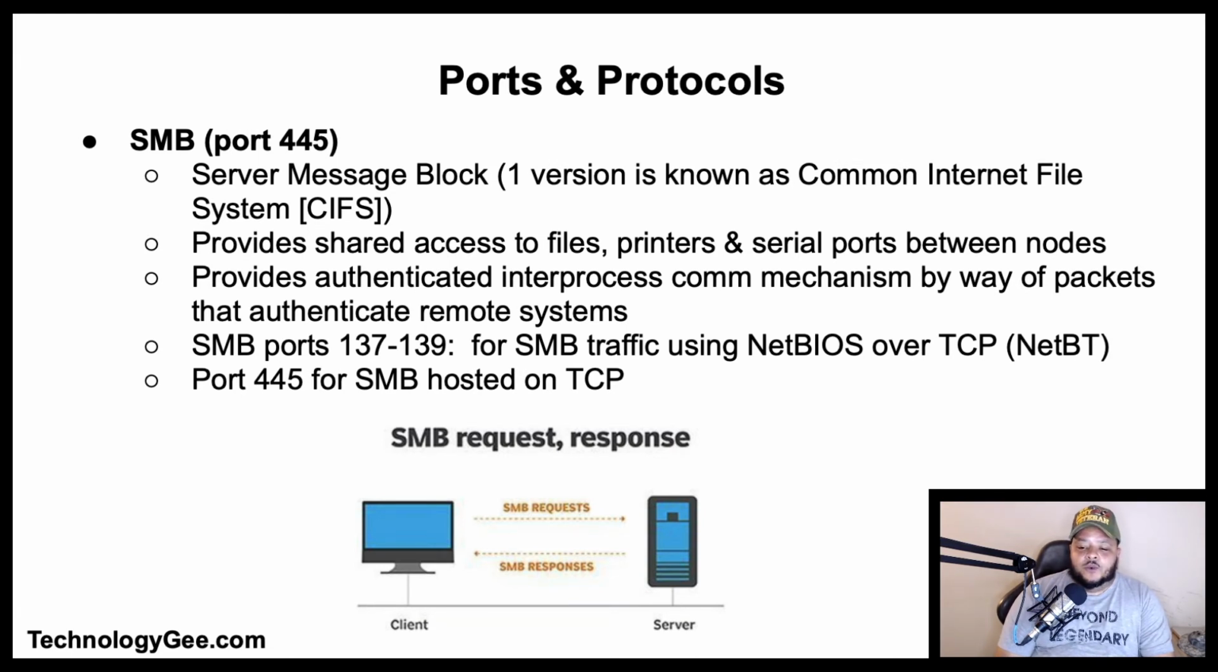So, Server Message Block, one version of which is also known as Common Internet File System, or CIFS. This is a network communication protocol for providing shared access to files, printers, and serial ports between nodes on a network. It also provides an authenticated inter-process communication mechanism by way of using packets that authenticate remote computers. SMB uses ports 137 through 139 for SMB traffic using NetBIOS over TCP, also known as NetBT, and it uses port 445 for SMB hosted on TCP. CIFS was originally used as the standard method for sharing files via corporate intranets and the internet. CIFS has now been widely replaced by updated versions of SMB, such as SMB 2.0 and 3.0.